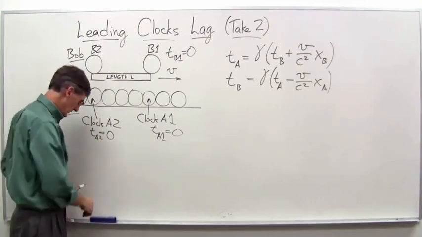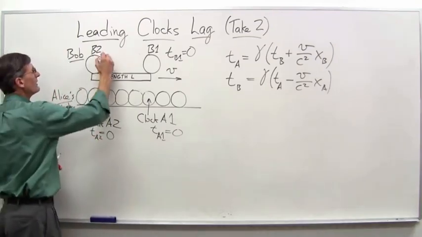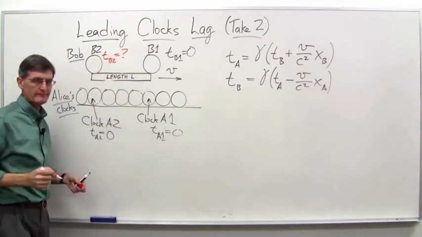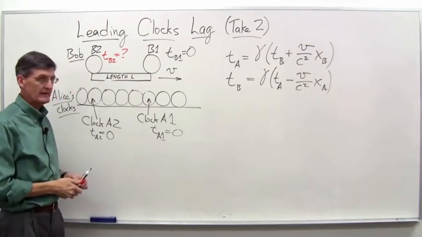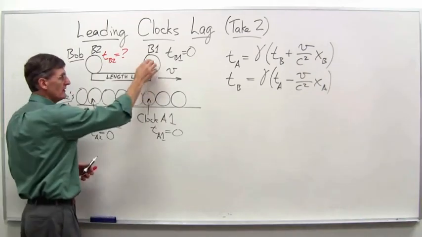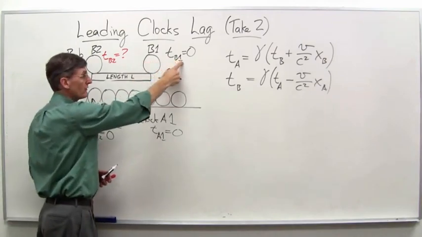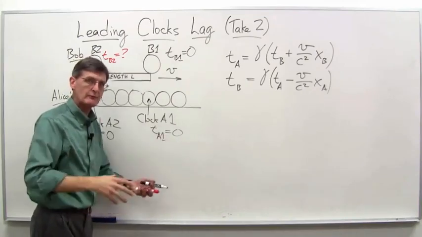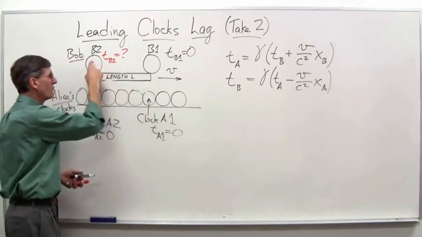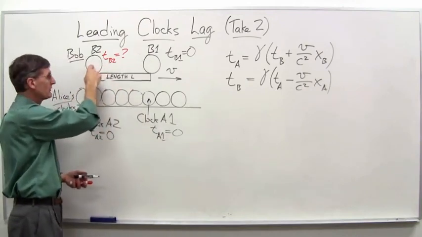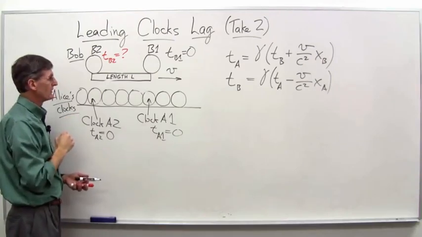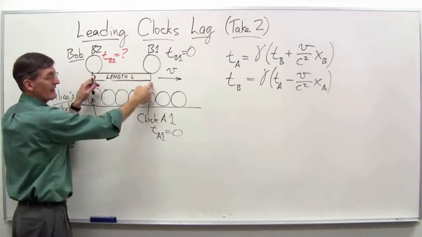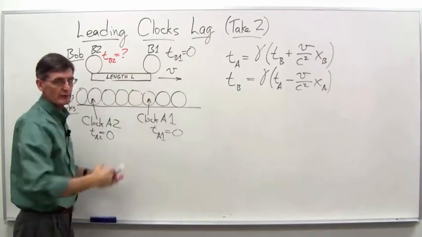The key question then is, TB2 equals what? That's what we'd like to find out. Ideally, we'd like to see that if this is TB1 equals 0, and we just did the other derivation that leading clocks lag by an amount dV over c squared, we're hoping to get that dV over c squared factor for this trailing clock, or LV over c squared, since we're talking about a length L between them, or distance d if we want to call it a distance.